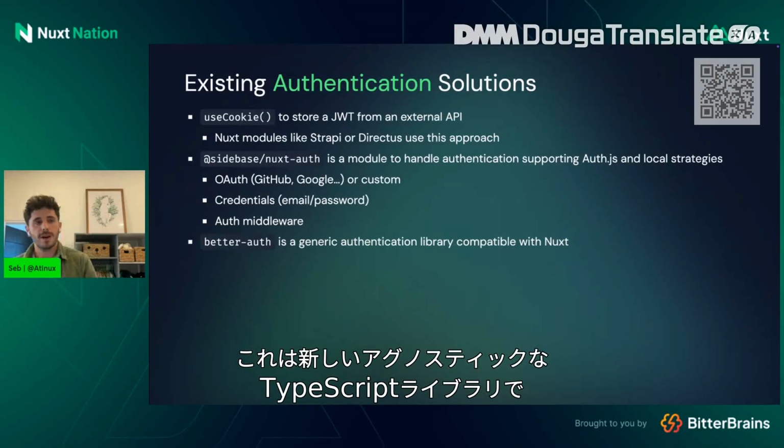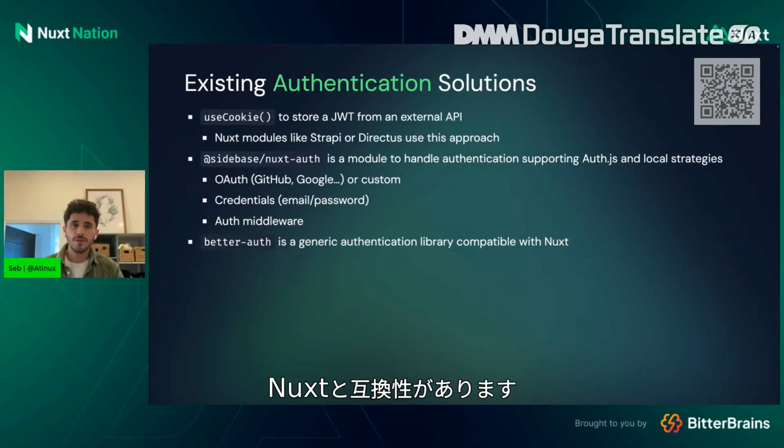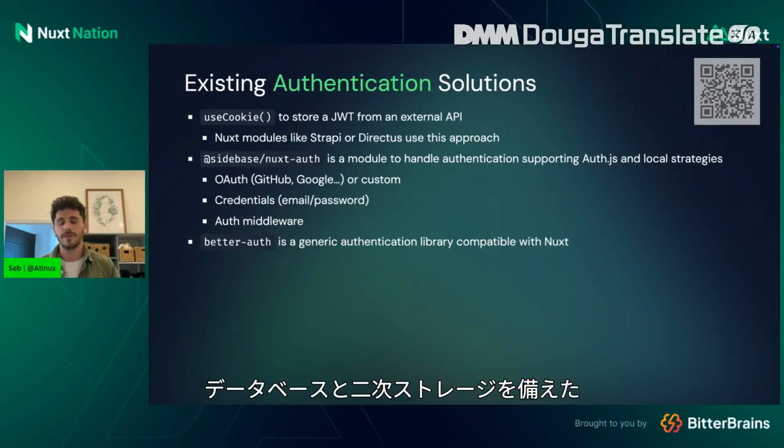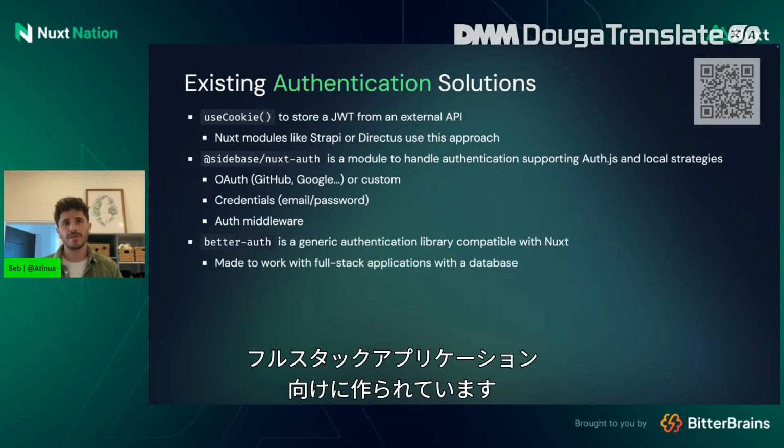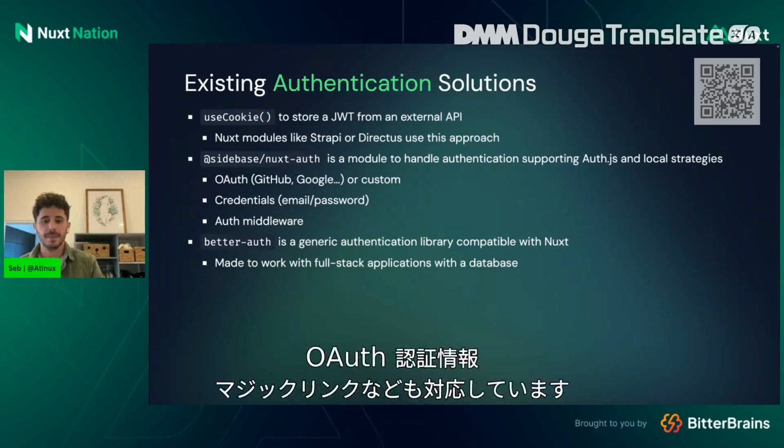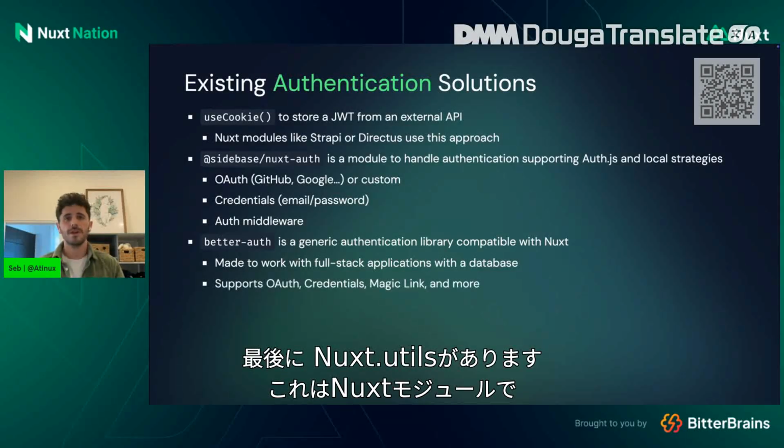On the other part, we have Better Auth, which is a new agnostic TypeScript library that is compatible with Nuxt. It is made for full stack applications that are shipped with a database and also a secondary storage. It also supports OAuth, credentials, magic link, and more.